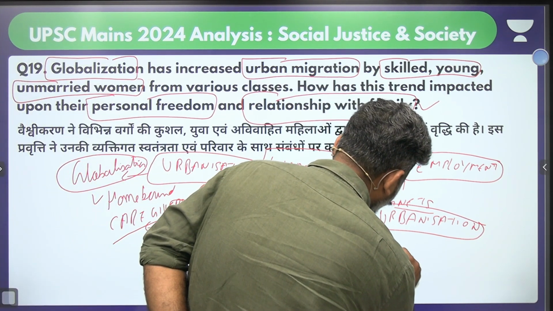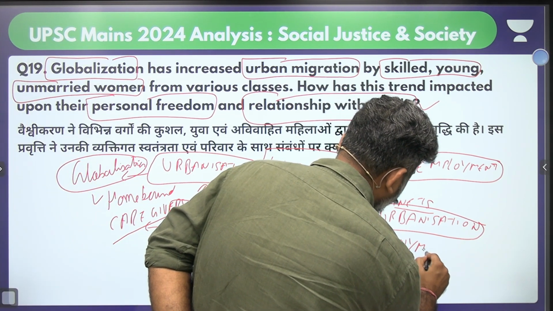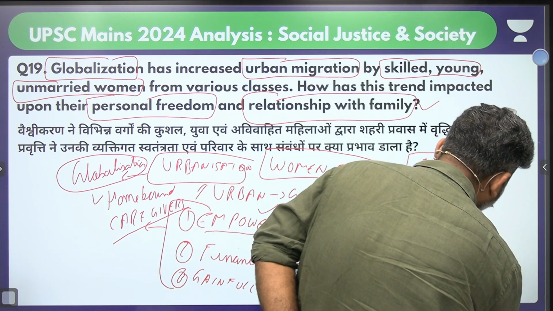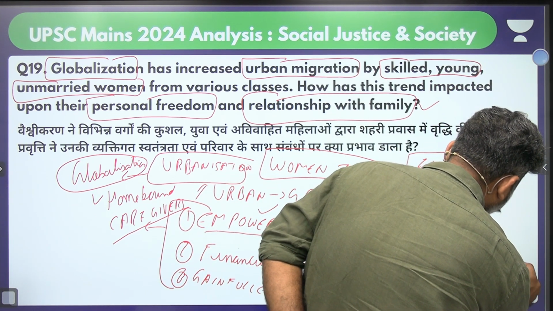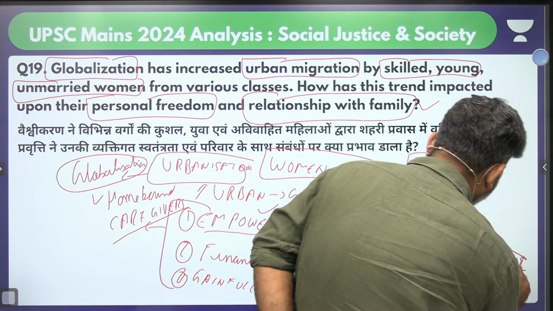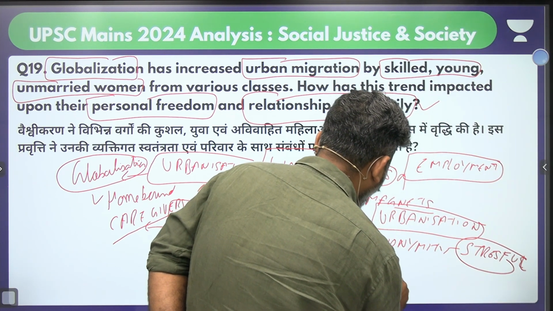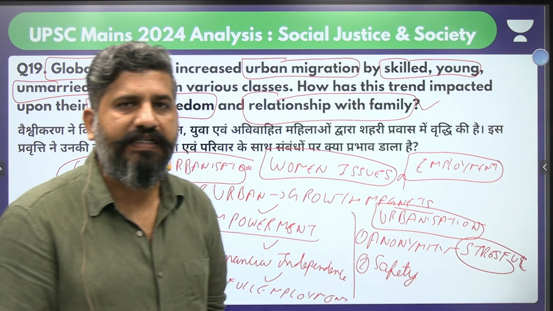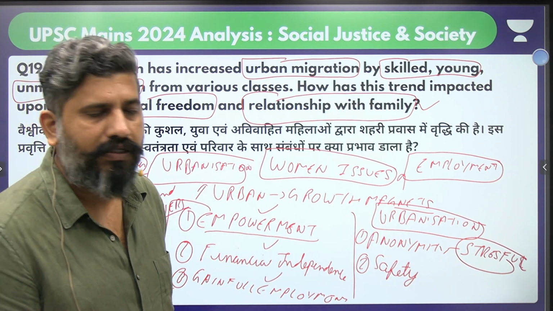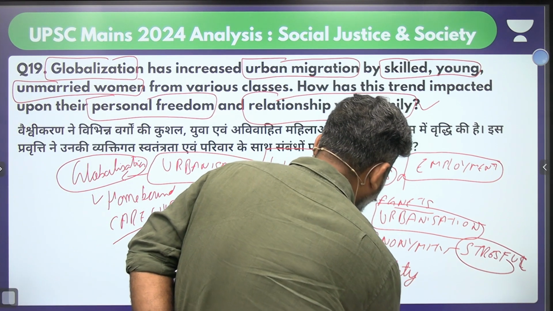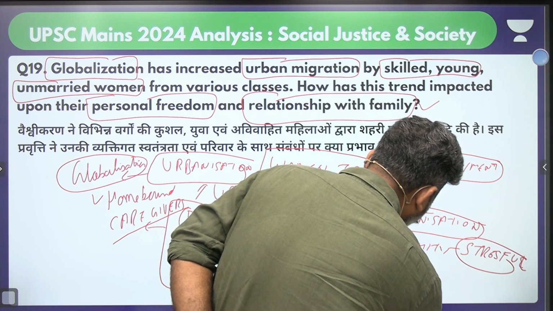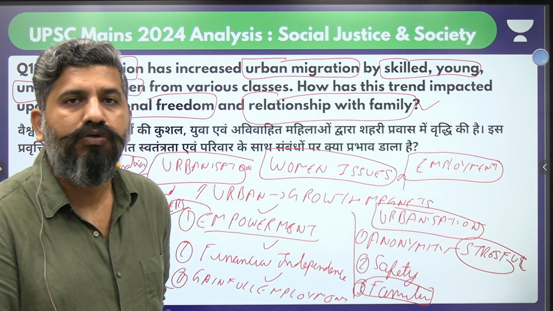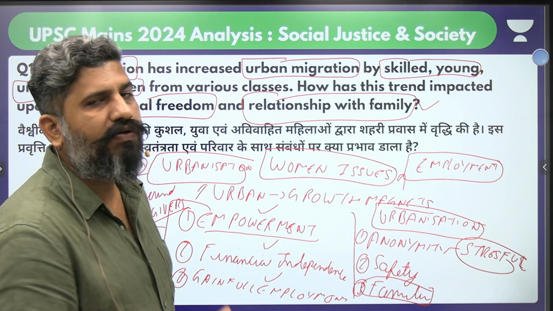Anonymity. Anonymity leads to stressful lifestyles. There are concerns of safety that need to be handled. Sometimes the families are not very receptive of these ideas, and they do not allow the women to go independently and work in the urban areas.